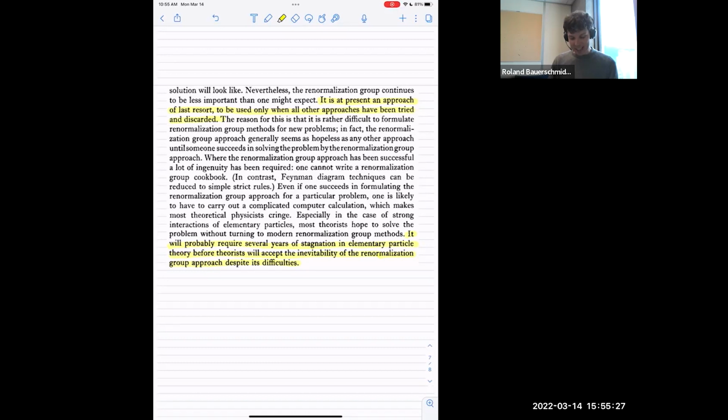I think it's fair to say that by now it's unthinkable to think of much of modern theoretical physics without the renormalization group approach, and it may require several more years of stagnation in other areas as well. But anyway, let me leave this quote as it is, and maybe this would be a good time to take a short break, and then after the break, I will begin with more of the mechanics, which is the definition of the renormalized potential and some basics and background on Gaussian integrals, which are required to understand this.